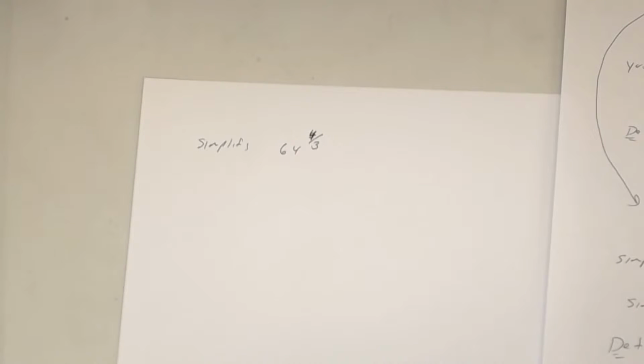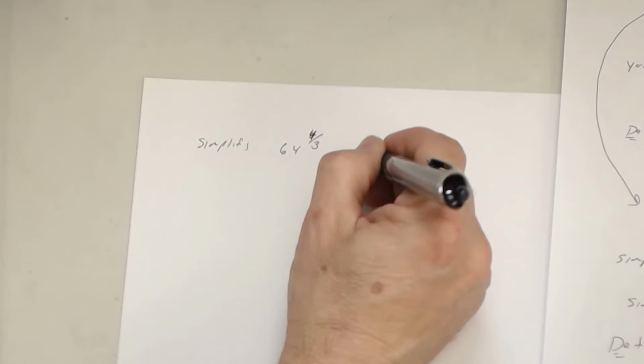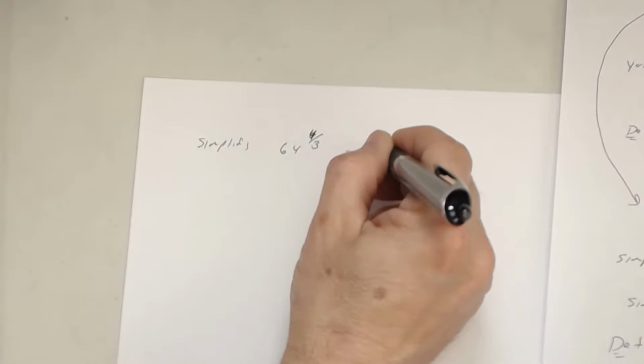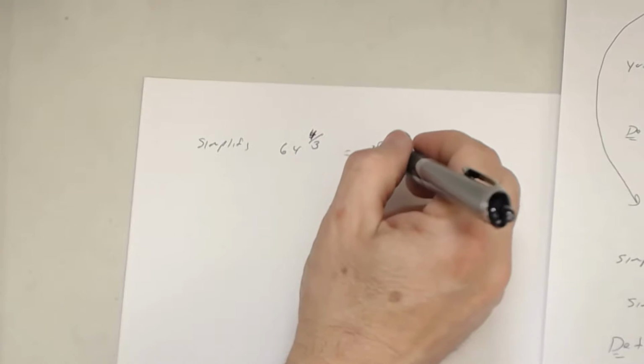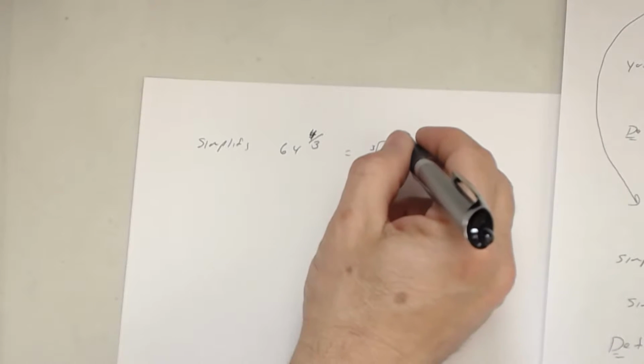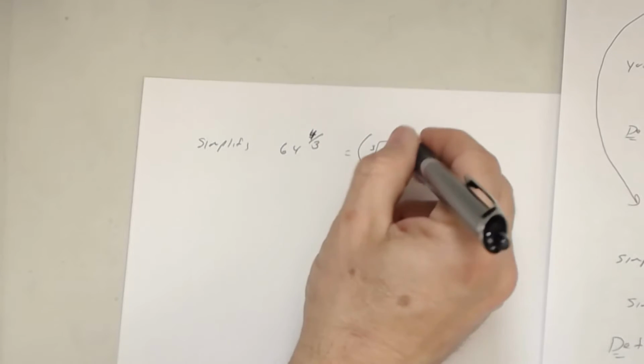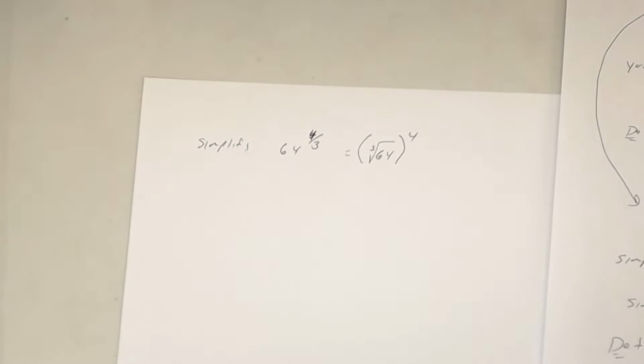Radical expression. What's my root? Cube root. So it's a cube root of the base. What's the base? And I'm going to put the 4 on the outside rather than the inside, just like this. Now it's easy to deal with.